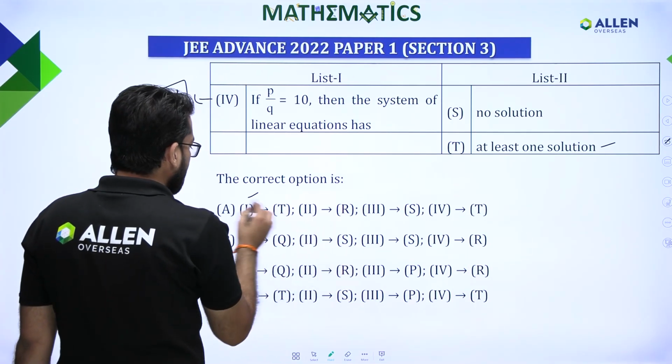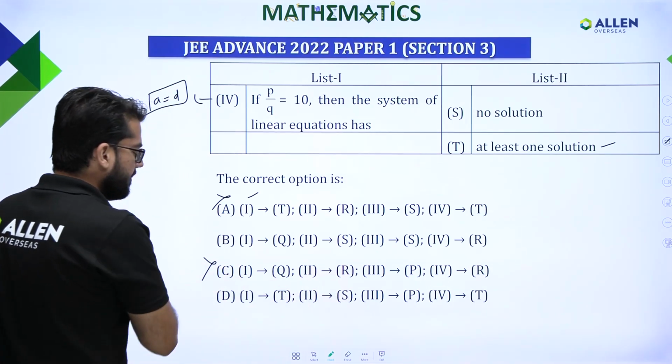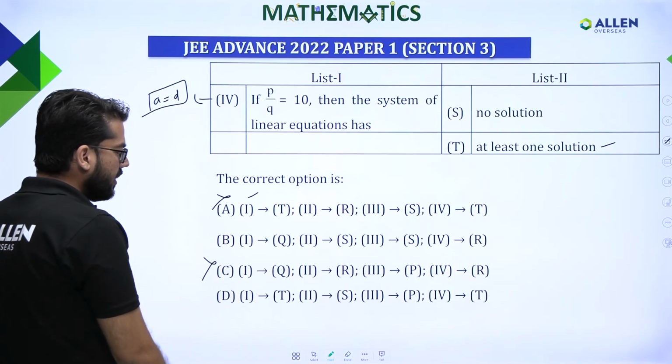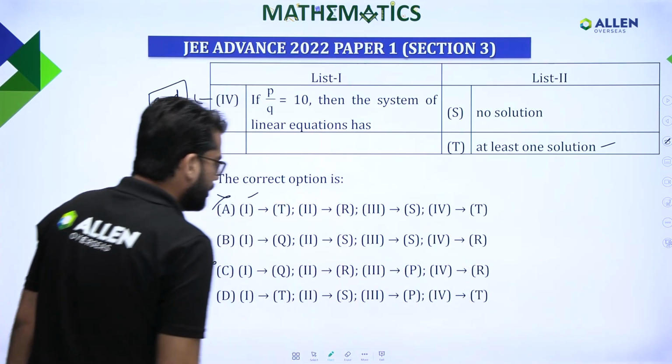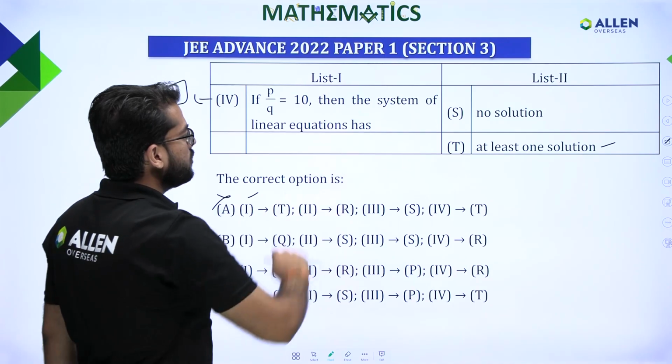So now we can remove the option number a and also option number c from this one. We can eliminate this a and c. Now we have b and d only. Now what about third? Third option is what? Third should be connected with s and third should be connected with p. Third we have no solution.